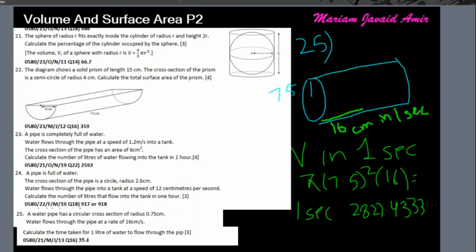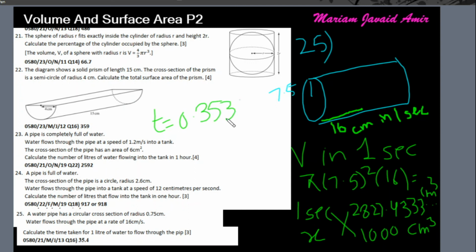In 1 second the volume is 2827.4333, etc. So we have to calculate the time taken. Time taken is x seconds for 1 liter of water to flow through the tank, and 1 liter is 1000 centimeter cubed, because this was in centimeter cubed. So we'll divide 1000 by the answer. We get time equals 0.3536. This is in seconds.